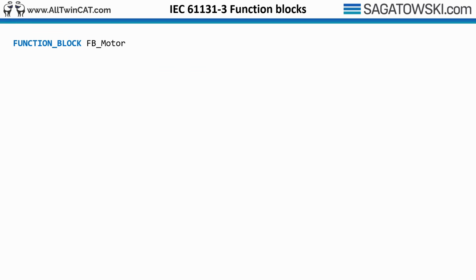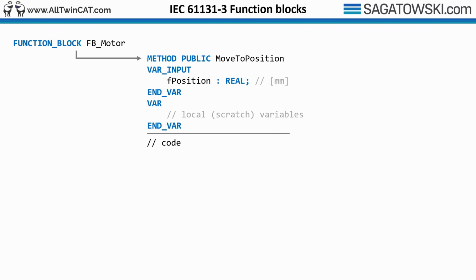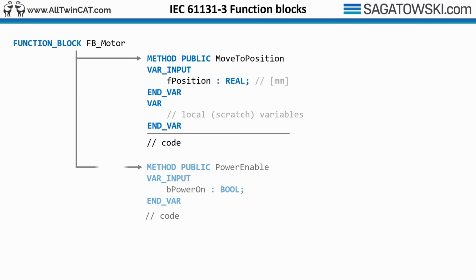Now, how do we access the internal state of the object, and how do we change that state? We do this through something called methods. Imagine we have the function block fb_motor. There are various ways we can change its state. We might have one method to change the position of the motor, or actually more precisely the axis that the motor is controlling. Then we might have another method to change the power state of the motor called power enable, which would take as input whether to power on or off the motor. Both of these methods change the state of the motor.